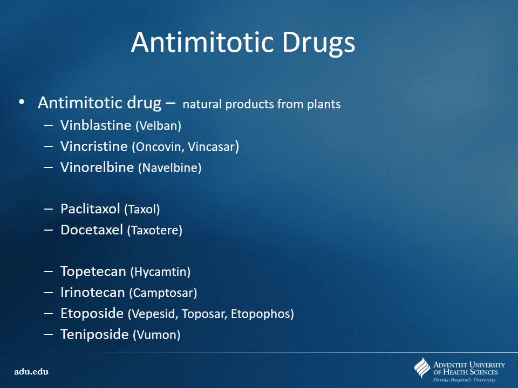So the first group, we have the Vinca alkaloids. That includes our vinblastine, vincristine, and vinorelbine. Then you have the taxanes, which include paclitaxel and docetaxel. And then finally you have the tecans, so you have topotecan, irinotecan, and etoposide and teniposide. And basically these are all going to be working at different steps during the mitosis phase.